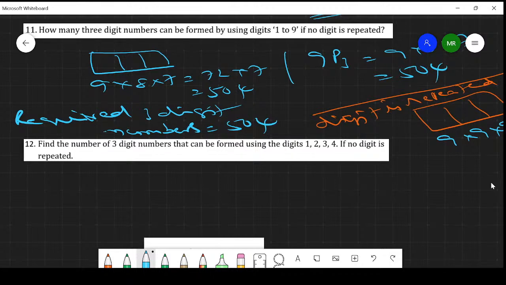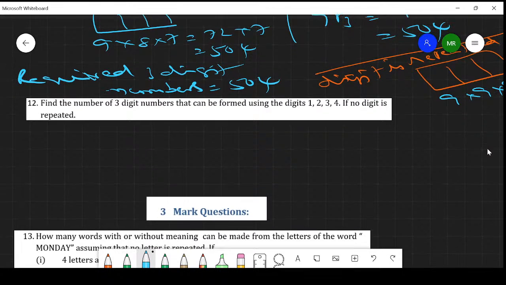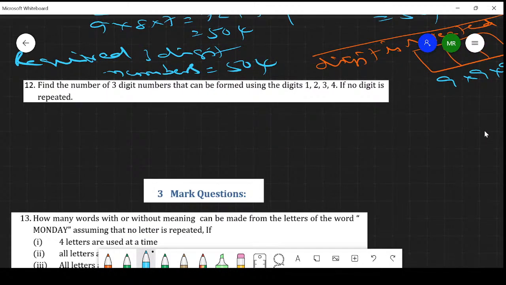Right. Find the number of 3-digit numbers that can be formed using the digits 1, 2, 3, 4 if no digit is repeated. Again they are talking about 3-digit numbers, so same concept. We have 4 digits: 4 into 3 into 2, that is 4 ways, 3 ways, 2 ways. You will get 24.